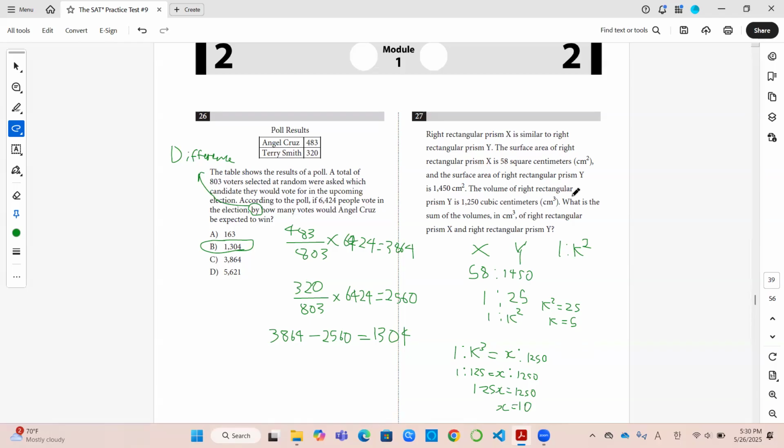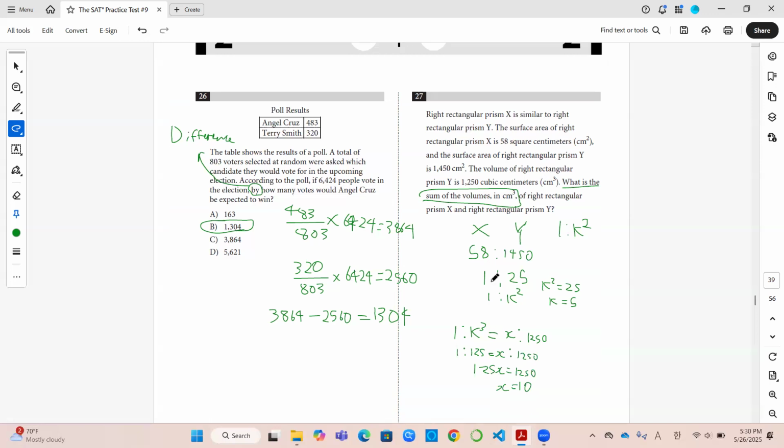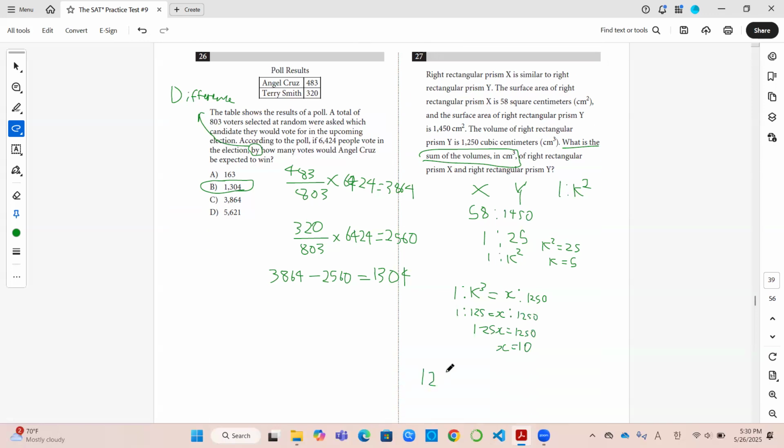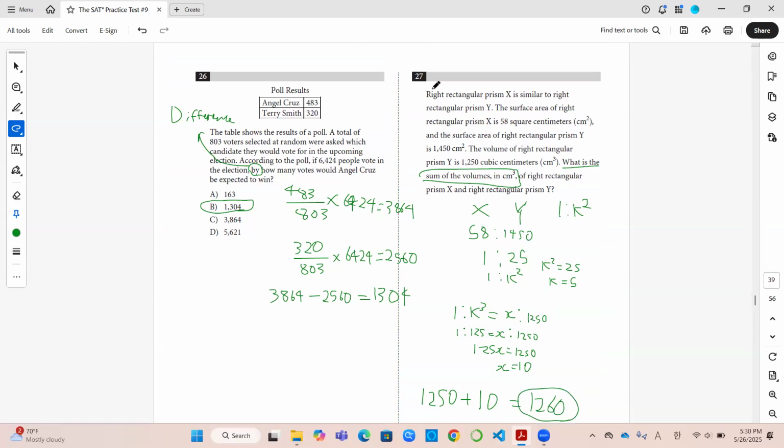Okay. But I'm looking for the sum of the volumes in cubic centimeters. So all I got to do is add the 1250 with the 10. So you get 1260. So this is the correct answer for question number 27.